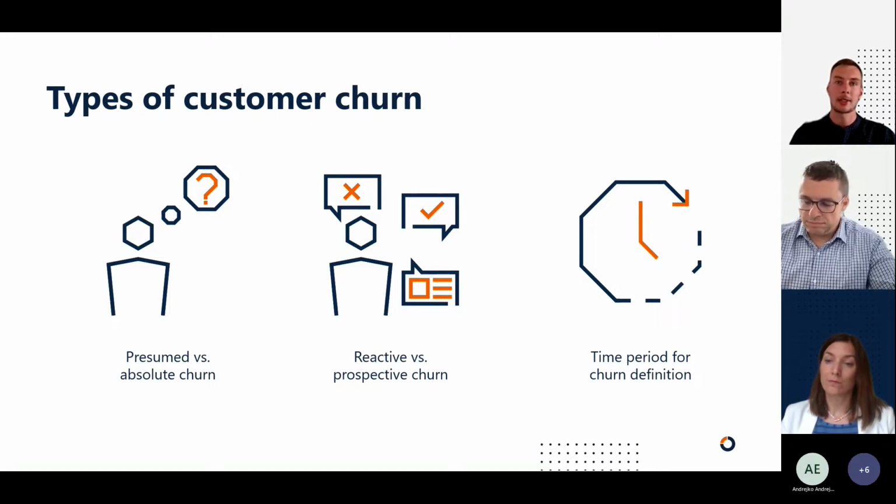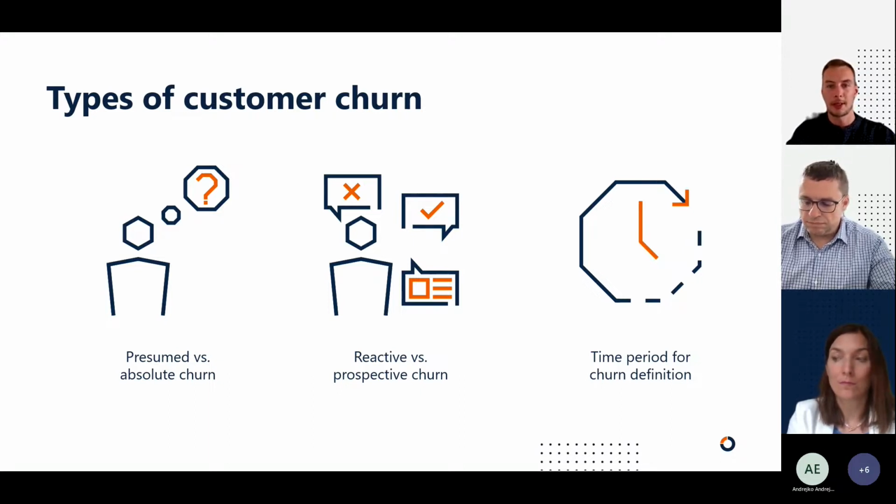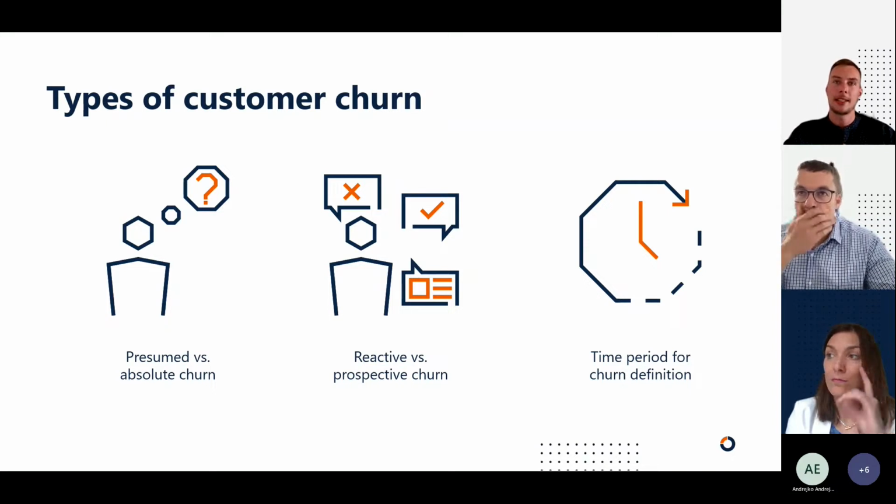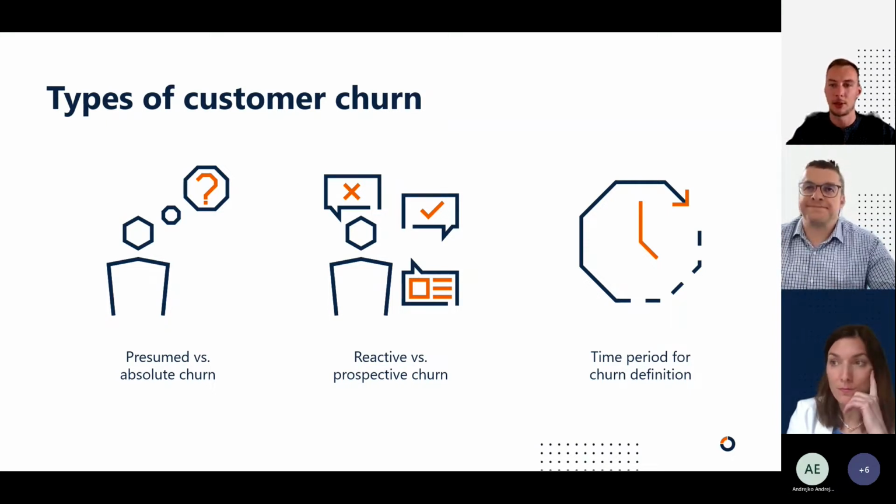The second bucket or category is reactive versus prospective churn. So the first one, reactive, is quite, I don't want to say obvious, but I think we know what that means. It is that the business has done something that the customer didn't like. So his or her reaction was that they don't really want to do business with them anymore. It's an easier churn to mitigate because we know right away what was the trigger and what we can do with that.